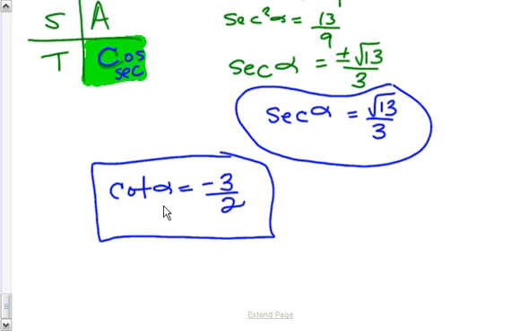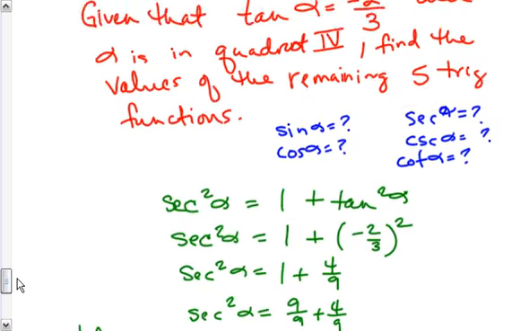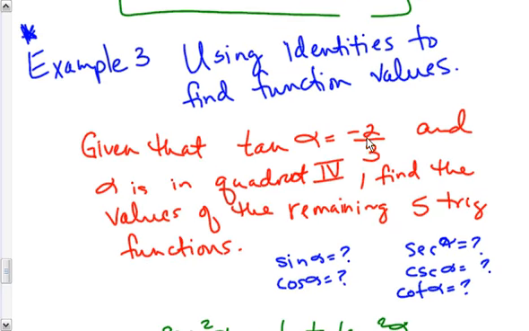Remember, tangent is equal to 1 over cotangent, its reciprocal. So they told us in the problem it's tangent negative 2/3, so we did cotangent with it.